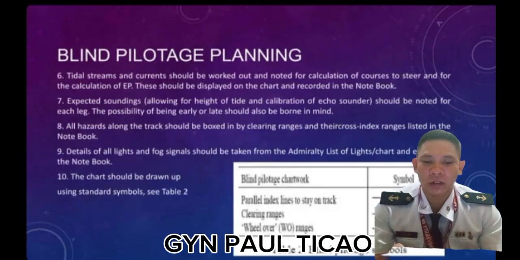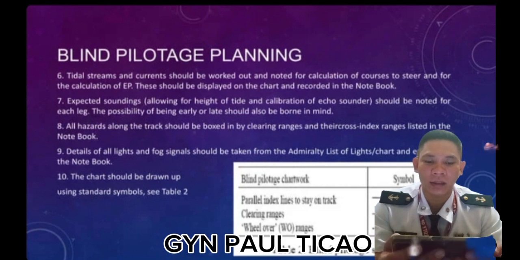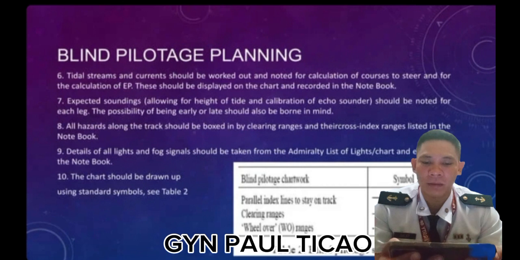6. Tidal stream and current should be worked out and noted for calculation of course to steer and for the calculation of EP. This should be displayed on the chart and recorded in the notebook. Number 7. Expected soundings, allowing for height of tide and calibration of echo sounder, should be noted for each leg. The possibility of being early or late should also be borne in mind.